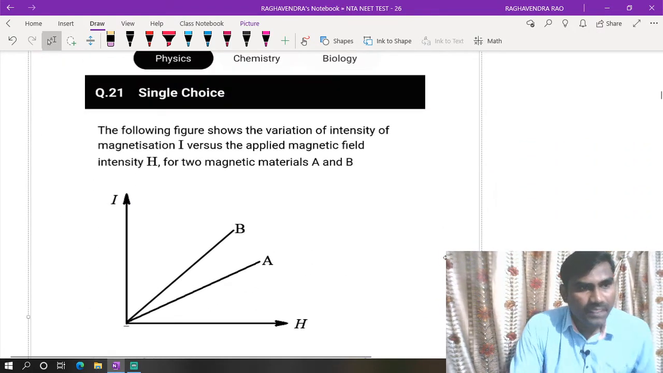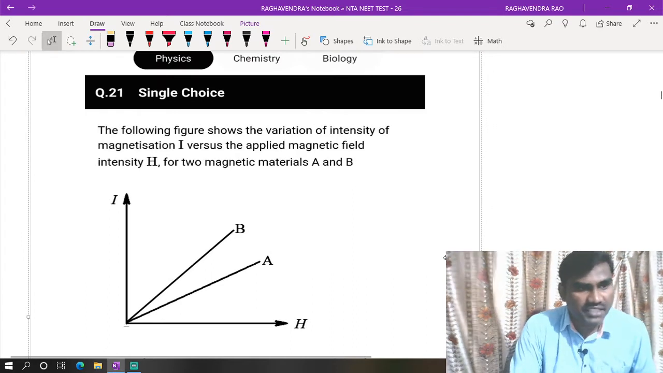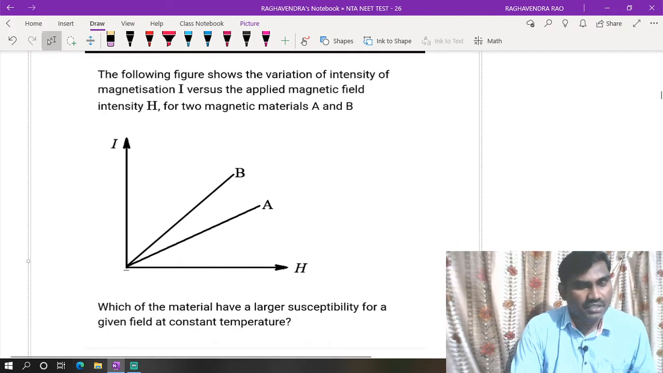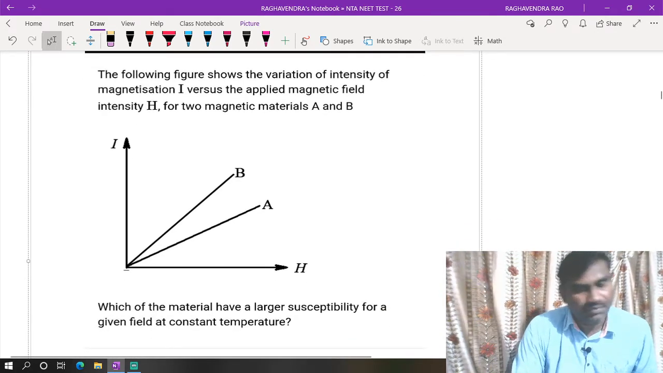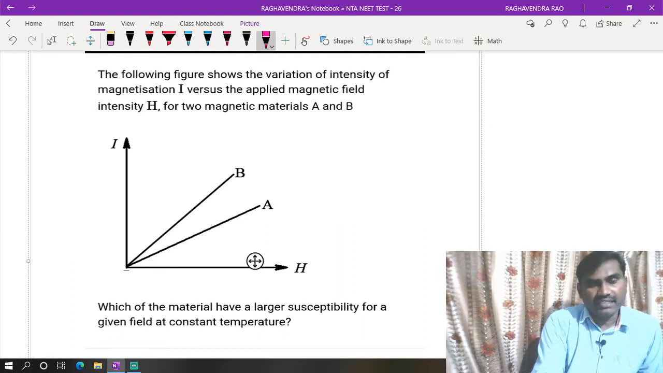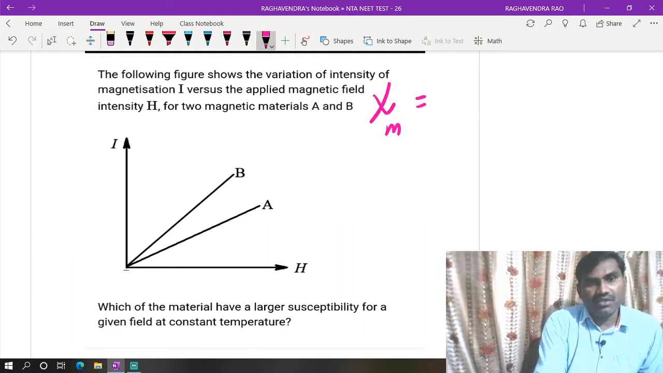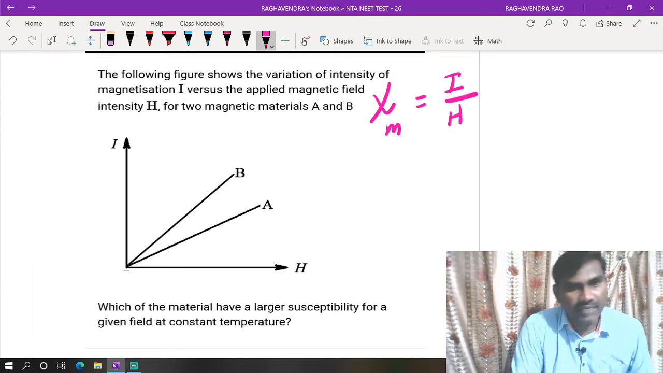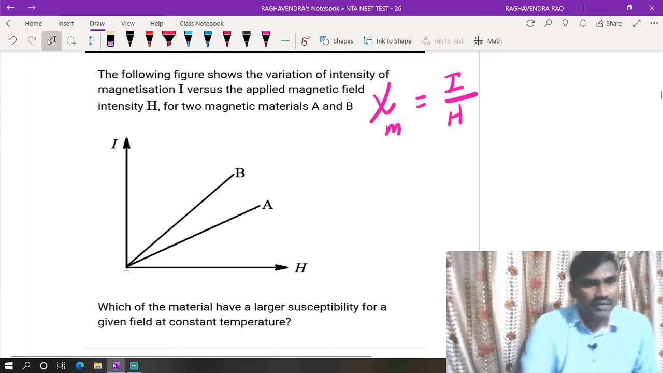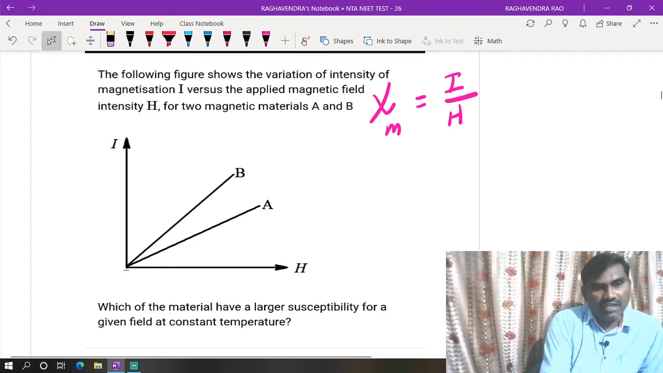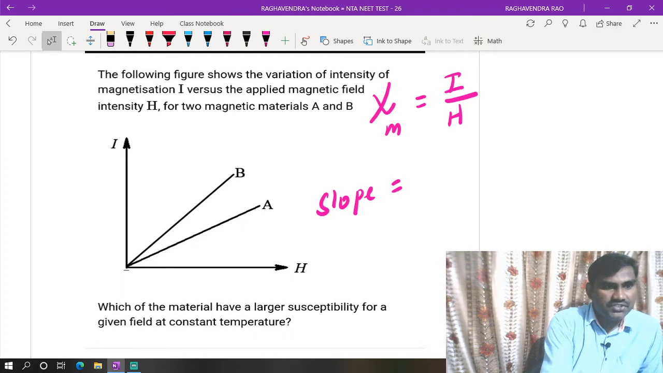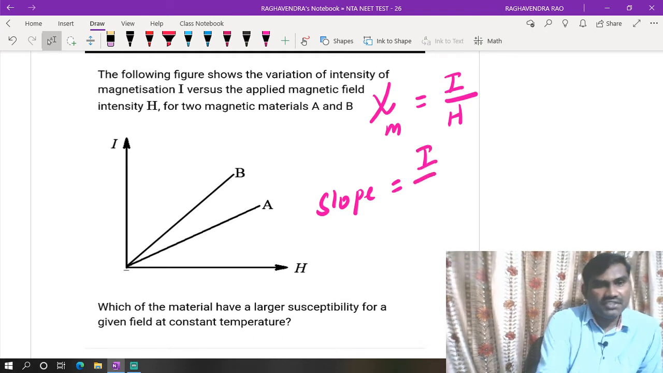The following figure shows the variation of intensity of magnetization I versus applied magnetic field intensity H for the two magnetic materials A and B. Which material has the largest susceptibility? What is magnetic susceptibility? Chi m is equal to intensity of magnetization by applied magnetic field, I by H. Now here we can take the slope of the graph. Slope of the graph is nothing but change in y coordinates by change in x coordinates.